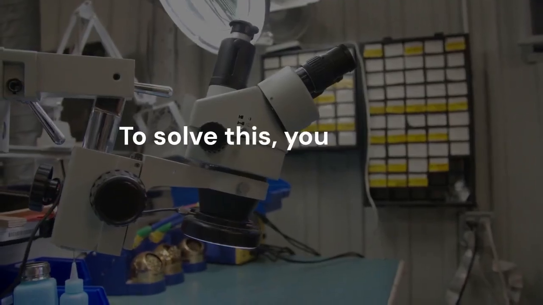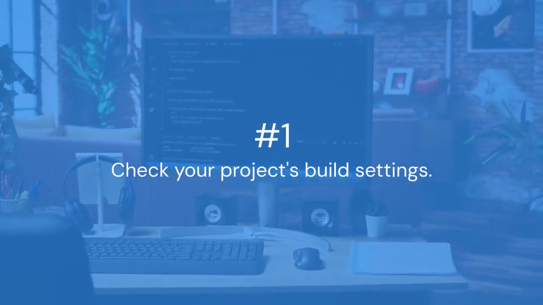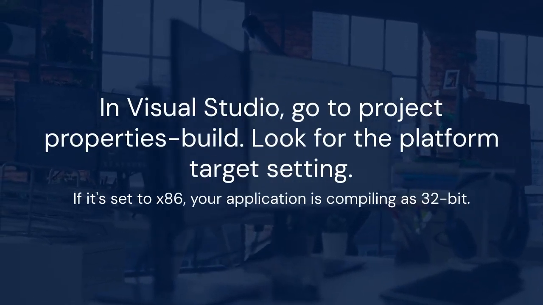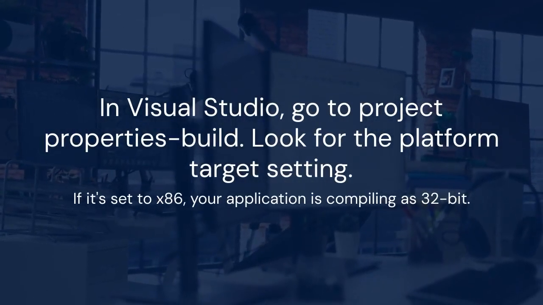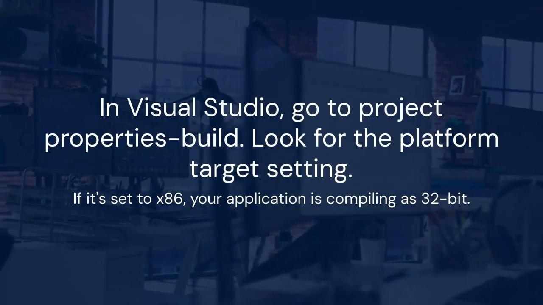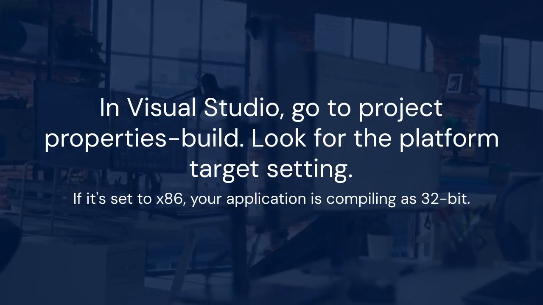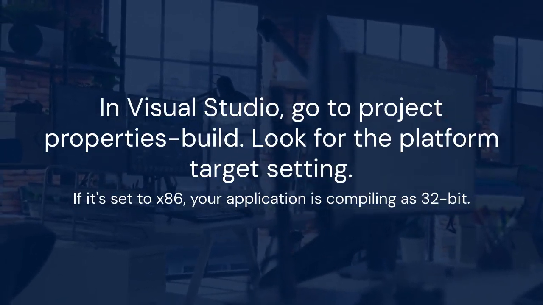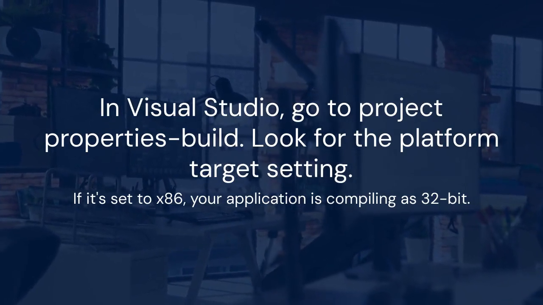To solve this, you can try several approaches. Number 1, check your project's build settings. In Visual Studio, go to Project Properties, Build. Look for the Platform Target setting. If it's set to x86, your application is compiling as 32-bit. Change it to x64 to compile as 64-bit.